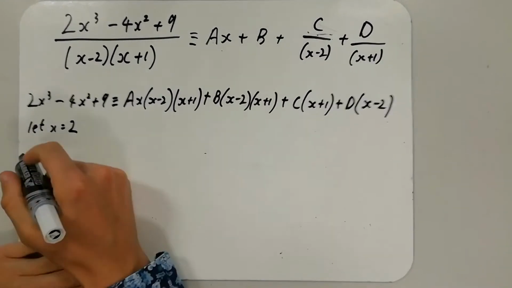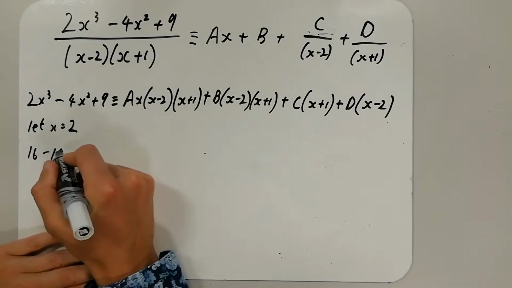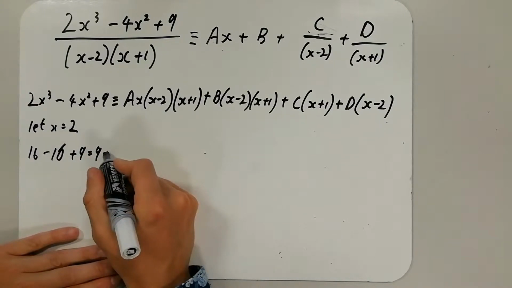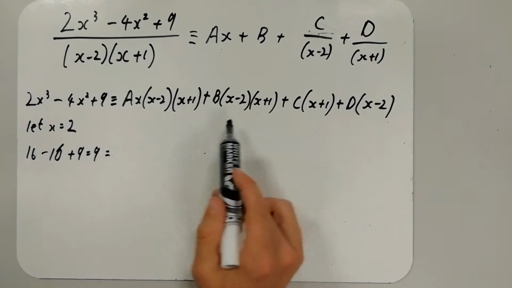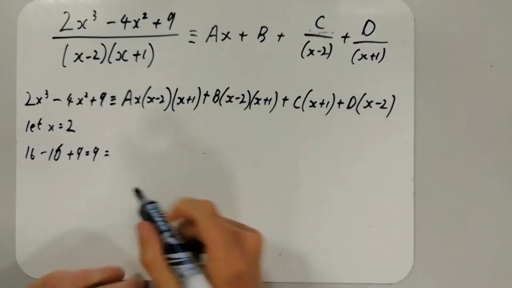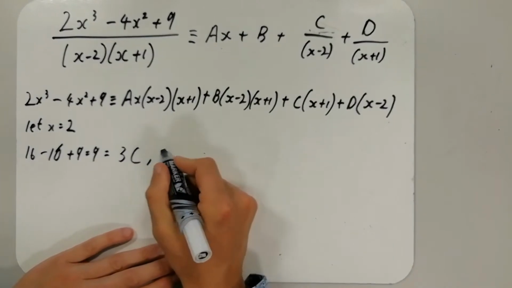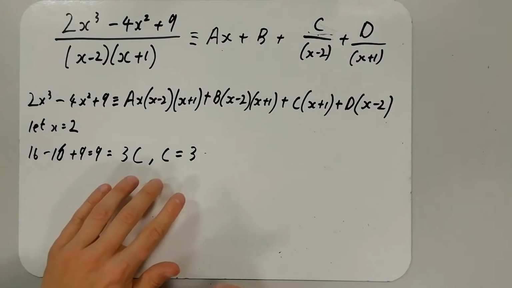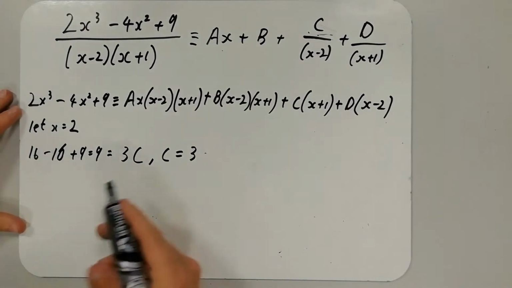So that's going to give me on the left hand side 16 minus 16 plus 9 is 9. And on the right hand side I get 0 because of the factor of x minus 2, 0, 0. I just get 3 lots of c. c is 3. Again, always that check, get nice numbers, you can probably trust it. If you get a horrible fraction, just go back and check you haven't made an arithmetic error.